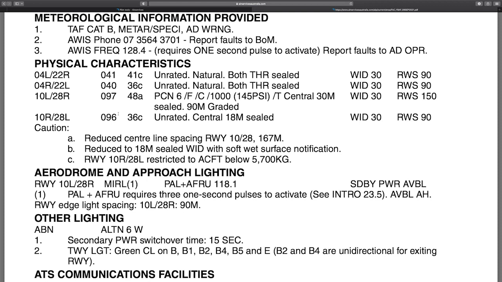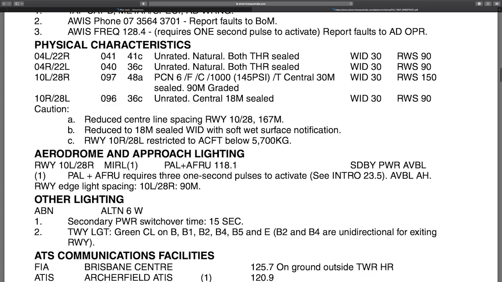Now, if we wanted to determine what the current conditions are, we can access that by 2 ways. We can use the AWIS by use of a phone, and there's the number that we would contact, or we can access the AWIS using the radio frequency on the aircraft, which was at 128.4.